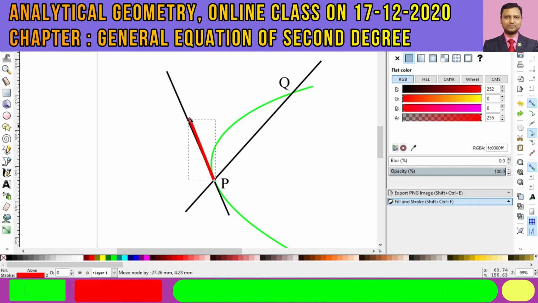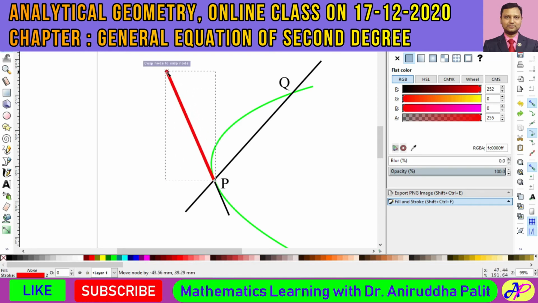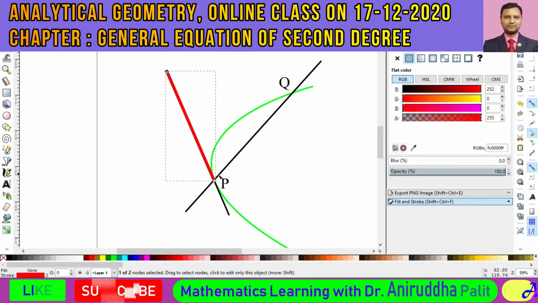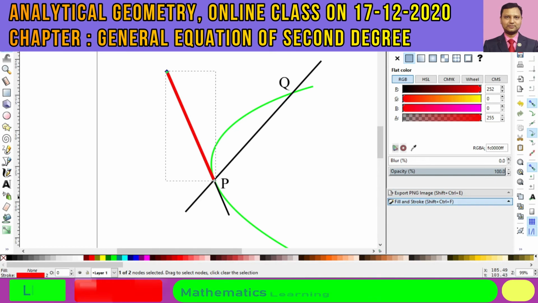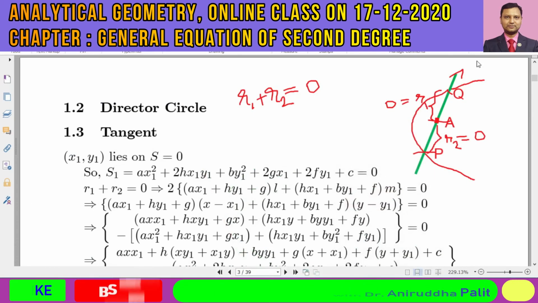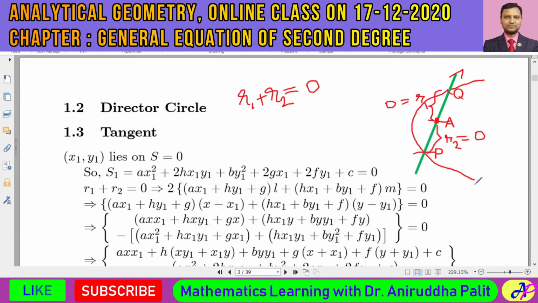And therefore I am saying that in this limiting position, R1 is equal to 0 and R2 is equal to 0. Therefore, R1 plus R2 is equal to 0. Now, is it clear to you? Yes, sir. Do you have any other further question over here? No.